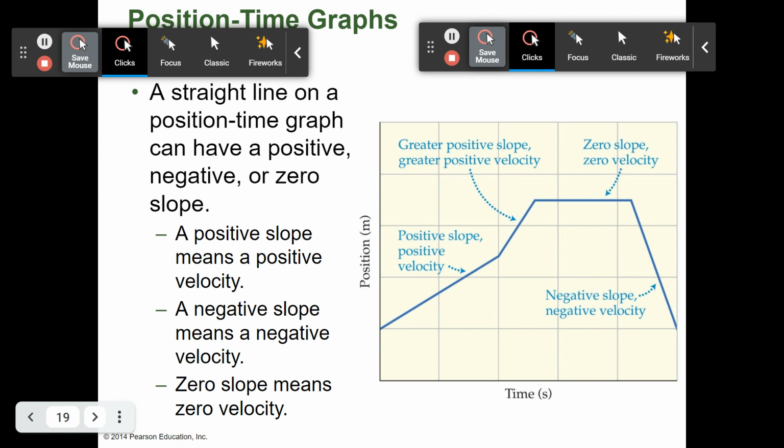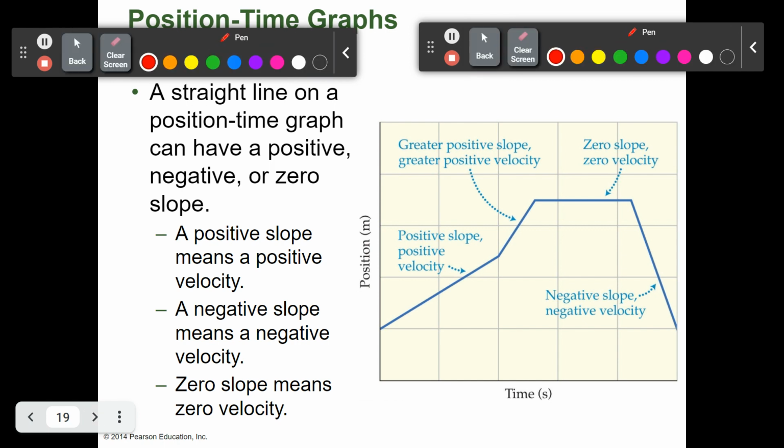Okay, so let's look at some of the information we can gain by looking at a graph, because if we look at this graph, it is not a straight line graph, right? It's kind of this weird, funky looking graph. And so we need to know, what does this thing mean? If I can find the slope of the line or not find the slope of the line, what does that mean in our situation? So a straight line position versus time graph can have a positive slope, a negative slope, or a zero slope. This you will want to jot down in your notes.